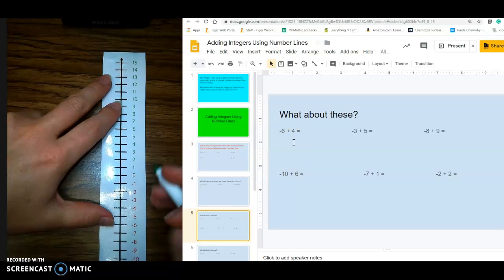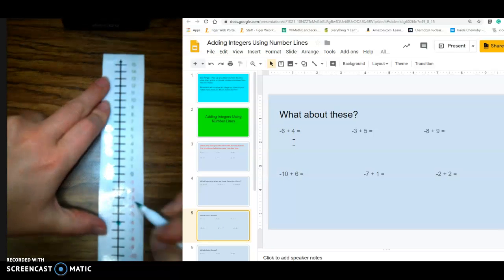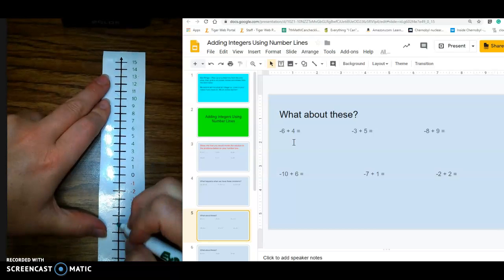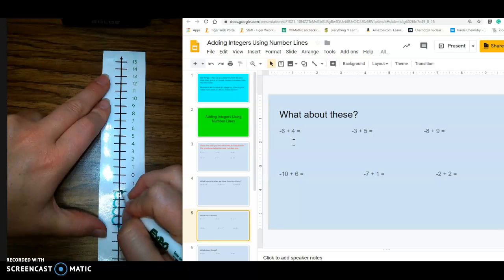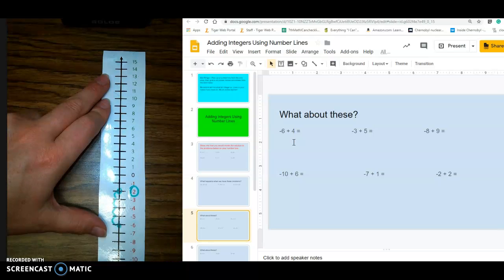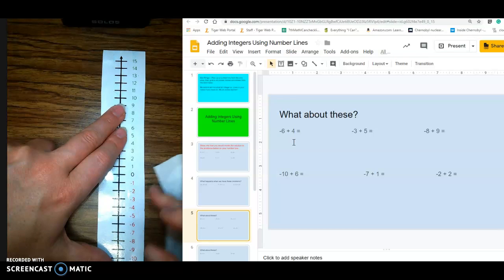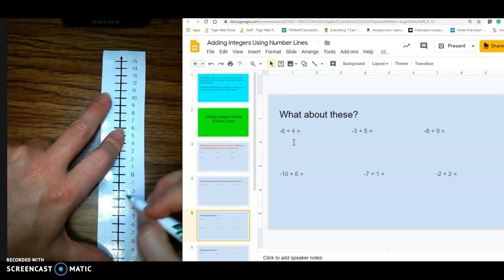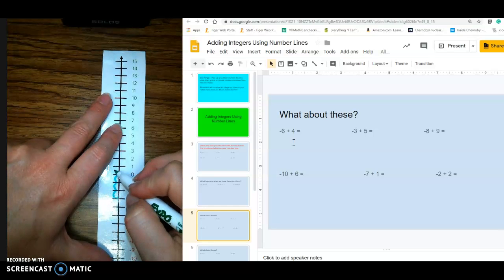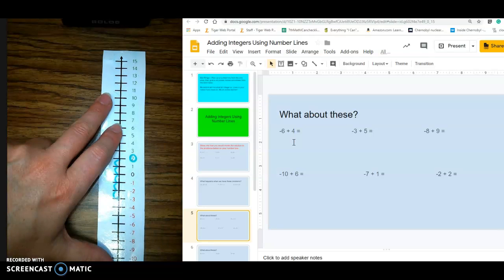So I said, well, what about if we start at those negative numbers? What if I start at negative 6, and then I go up 4 like it tells me to? Then I found out that my answer was negative 2. The next one, we started at negative 3, and we went up 5. We found out that our answer was positive 2.